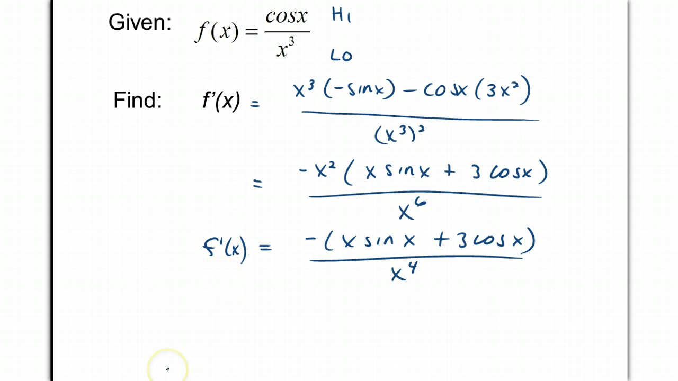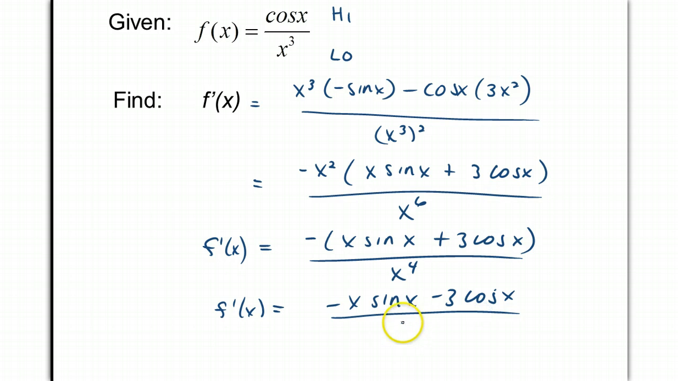Notice my notation. When you're done, make sure you write f prime of x. Now I'm just going to go ahead and distribute that negative back because I'm thinking the book will. If there were a coefficient in front, they probably wouldn't. But either one of those is fine. But remember, we're checking Bob.